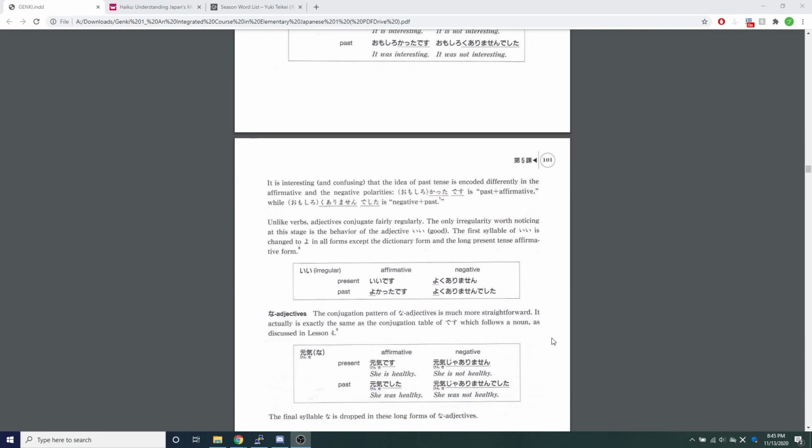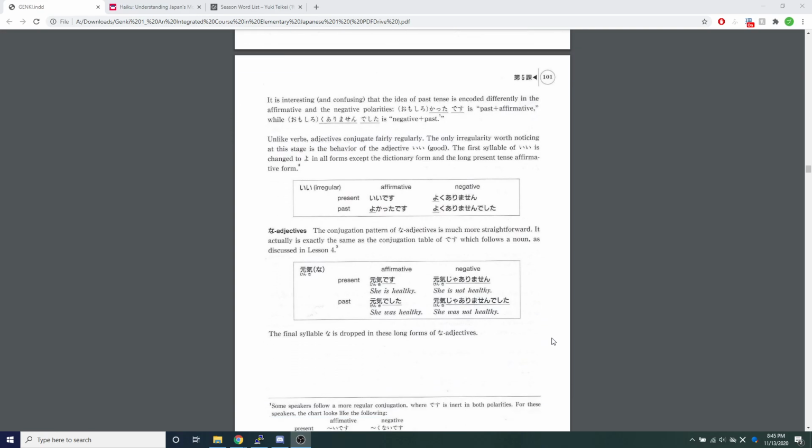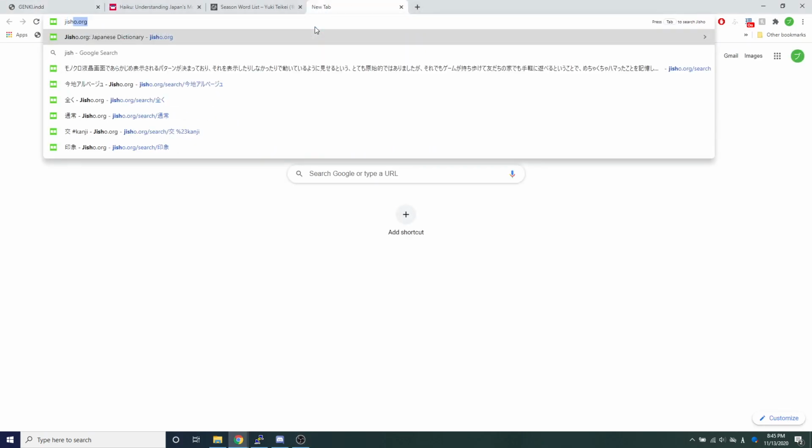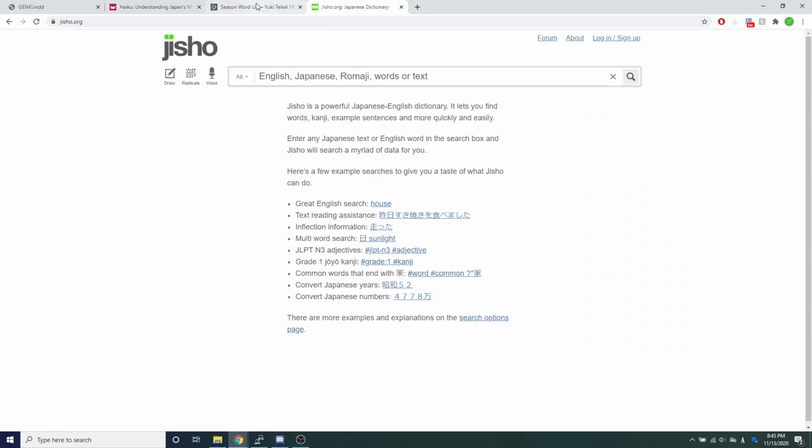So let's see what your textbook says. Yeah, so there's an exception here, which is the word "e," right? So "e" means good. So "iega" is a good movie, right? So let's take a look at why this is. It's different.